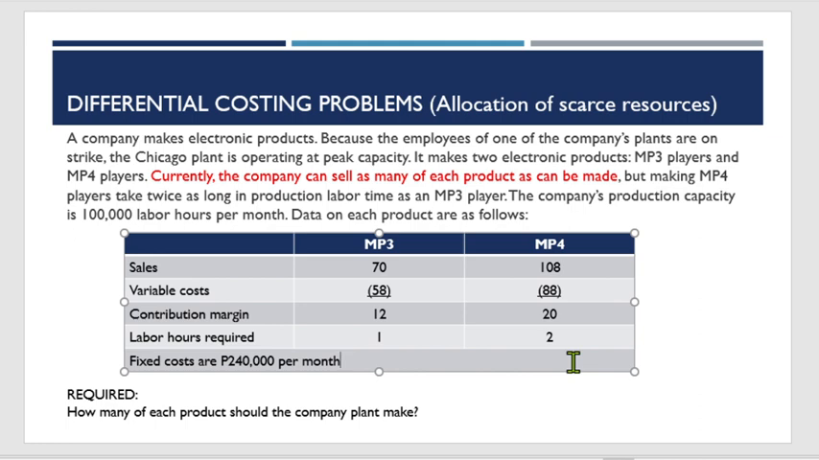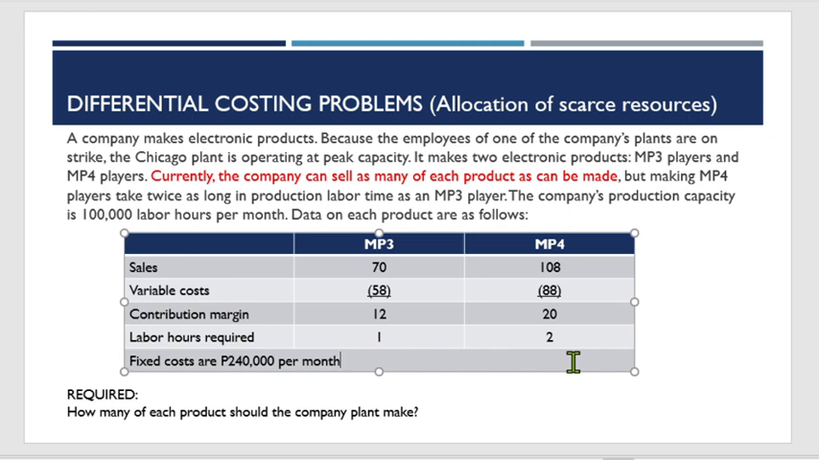So, 12. Ang tanong, how many of each product should the company plant make? Ilan dapat ang gagawin? Based on that. Ang sabi dyan, yung naka-red, the company can sell as many of each product as can be made. So, walang limitation on the products. Kung ilan yung magawa mo, pwede mo naman na siya. Since nakita mo na mas malaki ang contribution margin per unit per scarce resource mo sa MP3, then, lahat ng labor hours mo ay ibigay mo kay MP3.